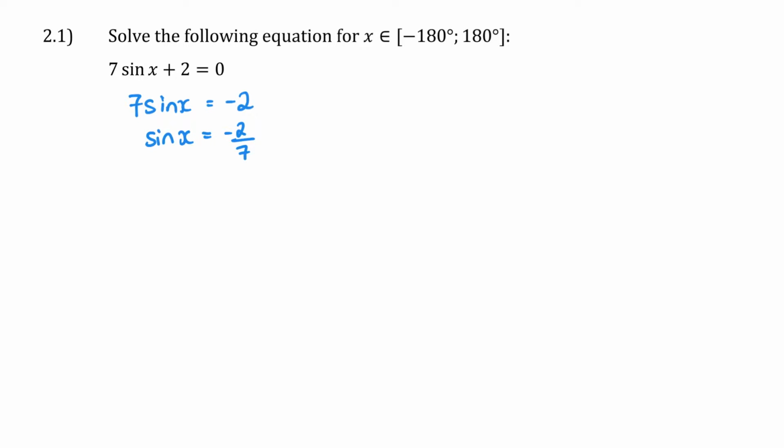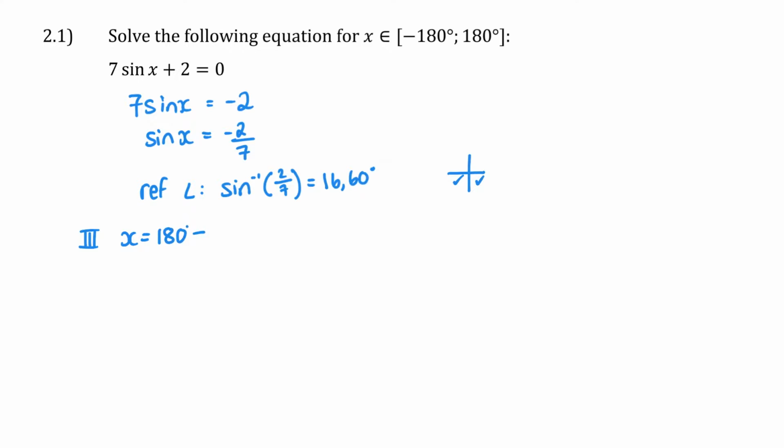Now, I like to use the reference angle method. So if I take out my calculator and work out the reference angle, I'll say shift sine, and I'll use positive 2 out of 7, and I get 16.60 degrees. Now, since my ratio is negative, I'll be working in the third and the fourth quadrants because that is where sine is negative.